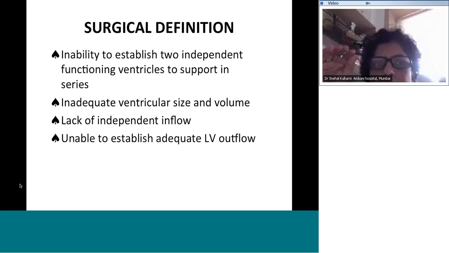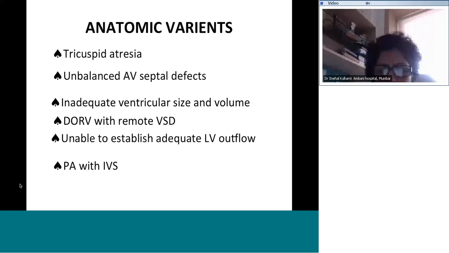So again, go back to the previous slide. Inadequate ventricular size and volume, as we said, in unbalanced AV septal defects, you don't have two good size ventricles, lack of independent inflows, abnormalities with the tricuspid valve or a mitral valve, inability to establish adequate LV outflow that goes in either hypoplastic left heart syndrome or a double outlet right ventricle or a transposition with a remote kind of VSD, where in spite of having two ventricles with good size and volume, we are not able to do a good biventricular repair.